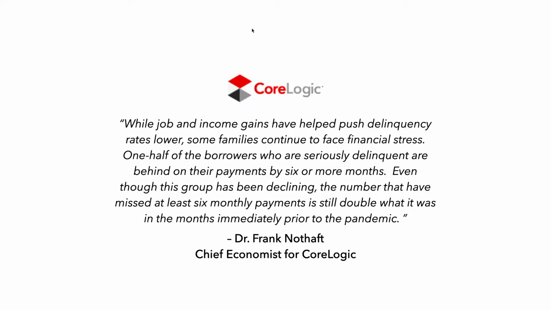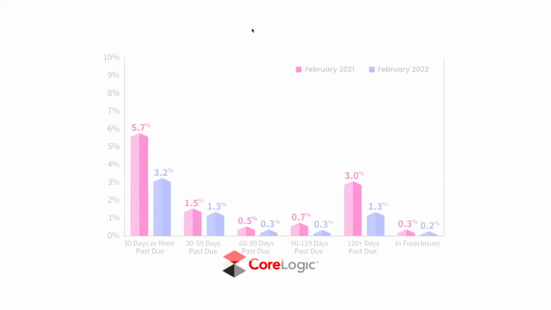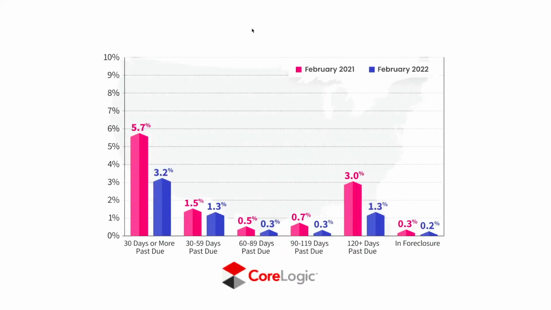So while there is a significant amount of the 6+ month delinquent, we are seeing improvements in that subset as well as across the board. 30 or more days past due went from the pink section over here, 5.7% last year, February 2021, to 3.2% in this February. 30 to 59 days is a little bit less of a decline. And we see that across the board here with a pretty significant decrease. Over half of the rate has been cut here for the 120+ days past due. And then even the foreclosures are down.